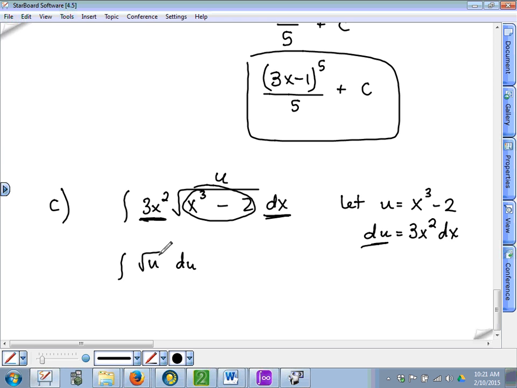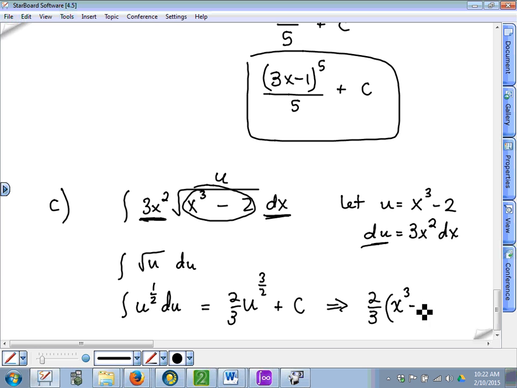Now integrals and radicals don't mix too nicely. Let's call it u to the 1/2 du. So you add 1, so it's u to the 3/2 times 2/3 plus c, and then you unsubstitute. Plus c.